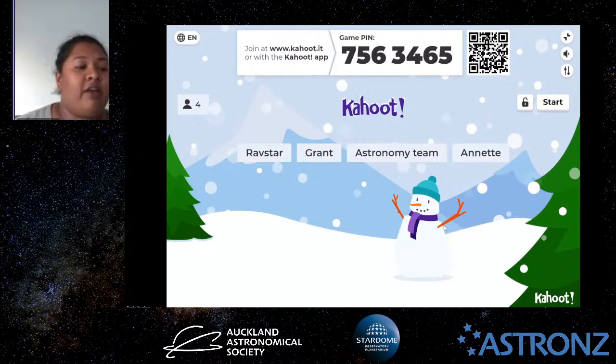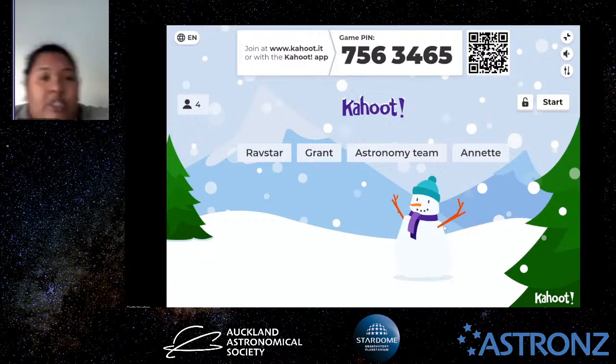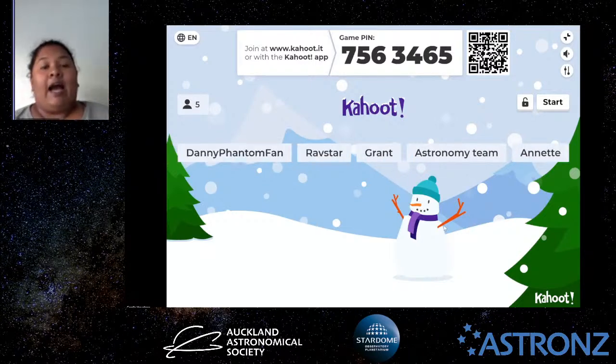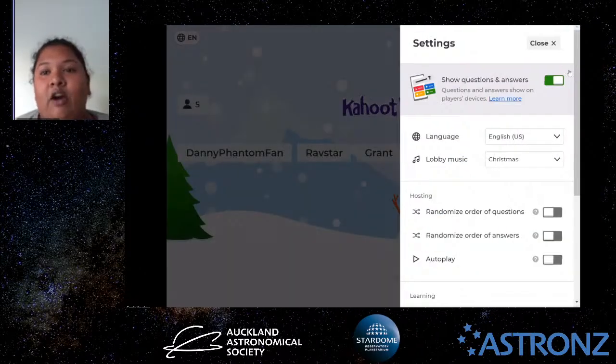So we're just going to give everyone a few minutes just to sort of log in. Once you log in, you will need to enter a PIN code, so that is 7563465, and then hopefully you should be able to join the quiz as soon as we start it off. I'm just going to make sure I've got all my settings right.